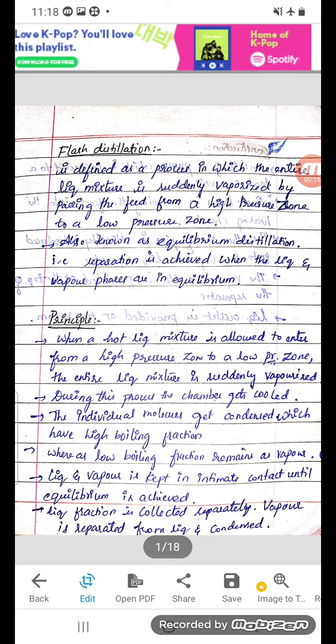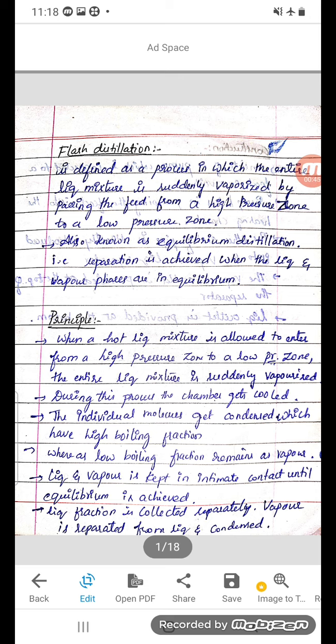Why is it called flash distillation? It means the liquid will be vaporized in a fraction of a second, like how a camera flashes. So it is called flash distillation. It means the liquid is passed at high pressure from a region of higher vapor pressure to a region of lower vapor pressure, so the liquid suddenly flashes. The entire liquid will be converted into vapors and you are going to get the pure liquid.